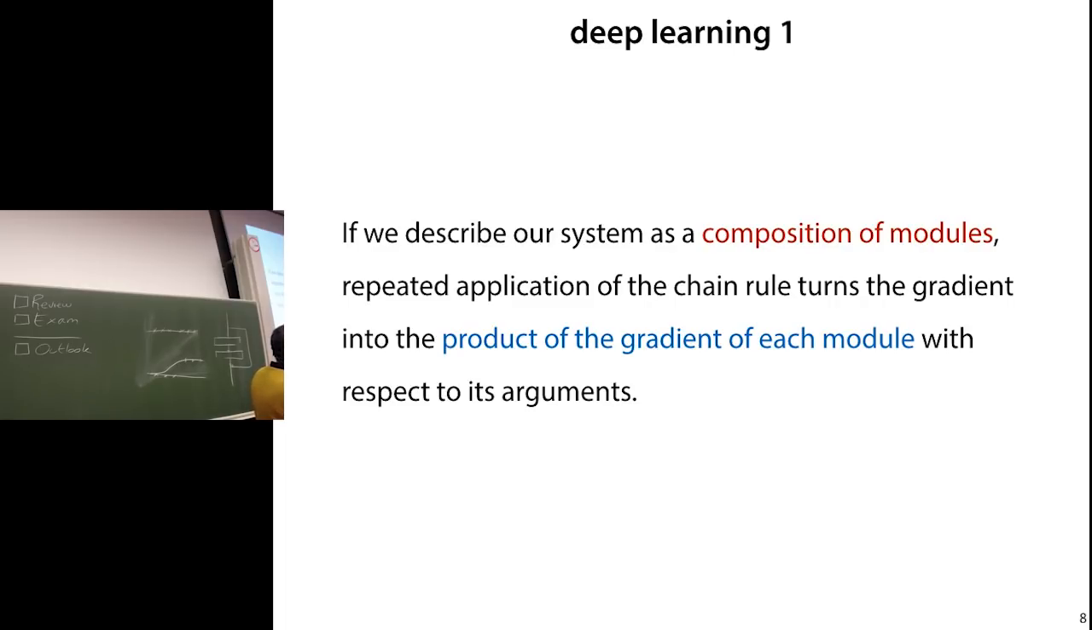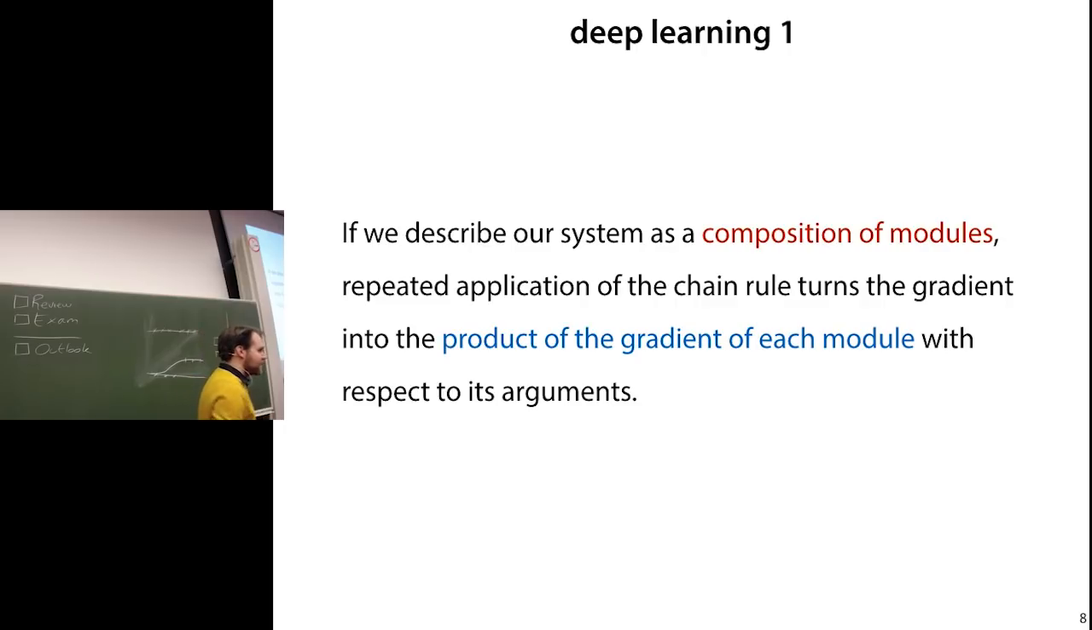So if we describe our system as a composition of modules, neural network layers, we can use the chain rule and apply it locally to each module without working out the full gradient as a separate function. We can apply it locally and work out numerically the gradient in an accurate and fast way.